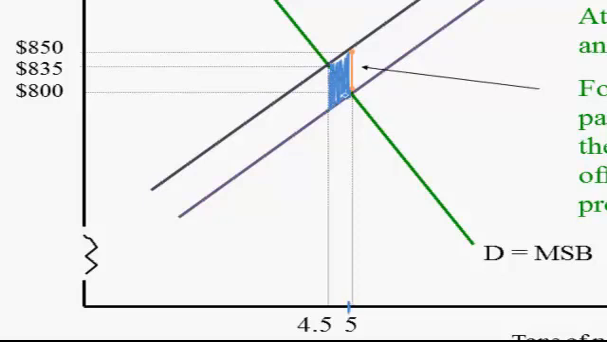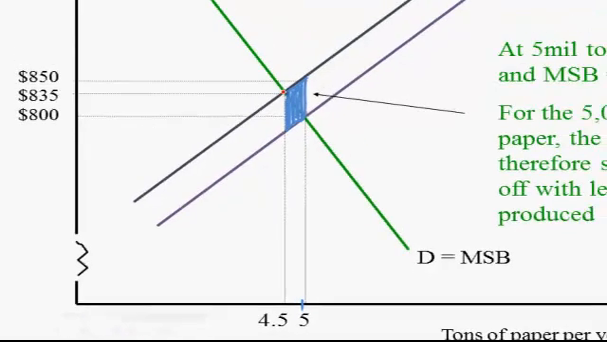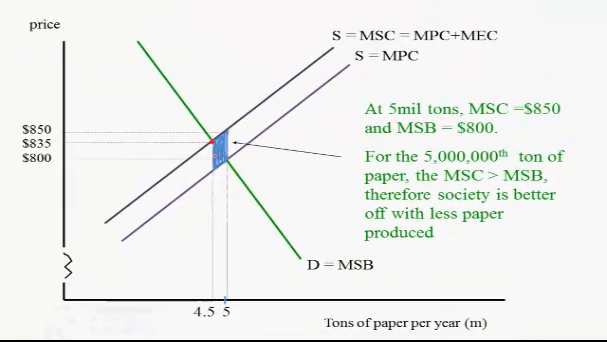So we could actually estimate this area right here as the total damages that are being done as a result of producing 5 million tons as opposed to 4.5 million tons, which would be the socially acceptable level of paper production and hence the socially efficient level of pollution as well.